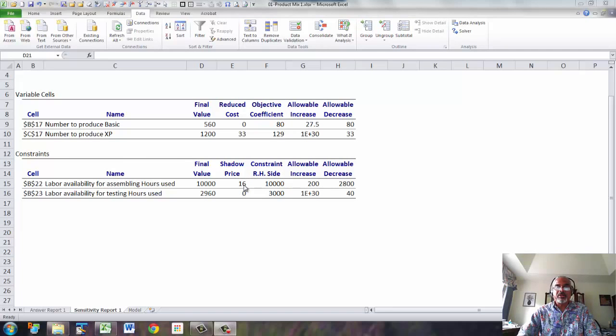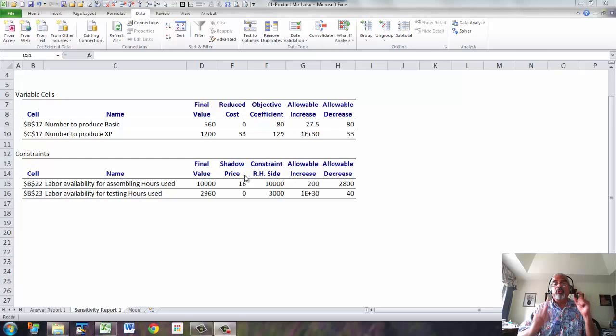Shadow price refers to how much the objective function value changes. In this particular example, the objective function value is the maximum profit. So the shadow price tells us how much the maximum profit will go up, how much it will increase, if the right hand side increases by 1 unit. So if you have 10,000 hours of assembly labor and you increase it by 1 hour, the maximum profit will go up by $16.